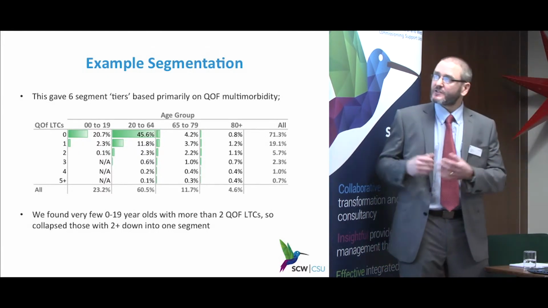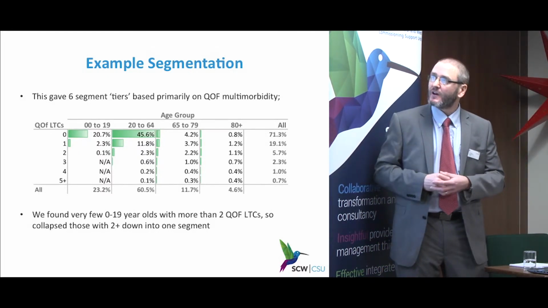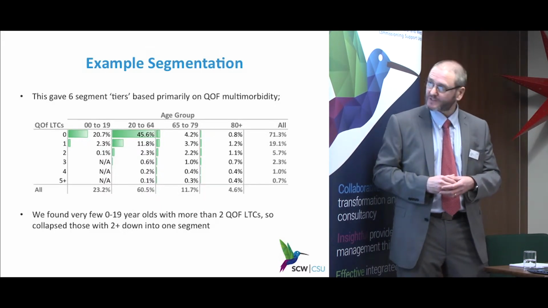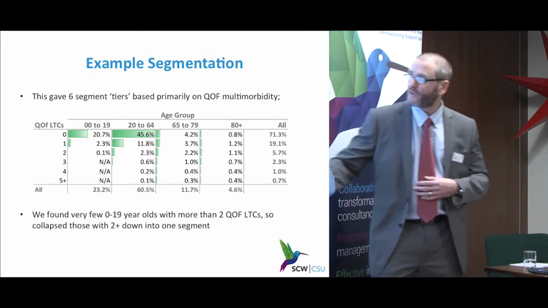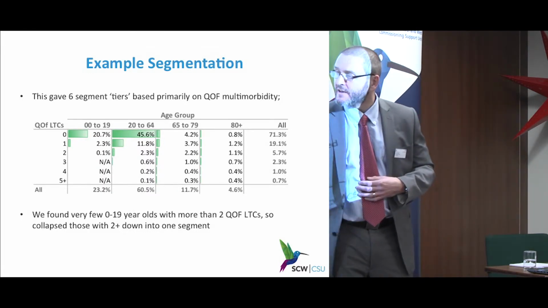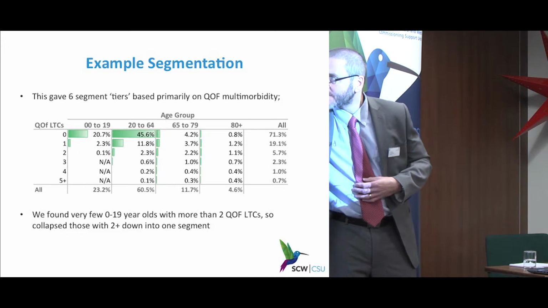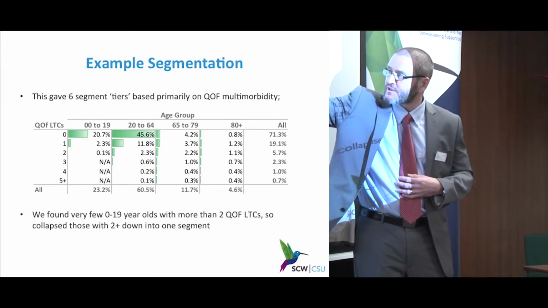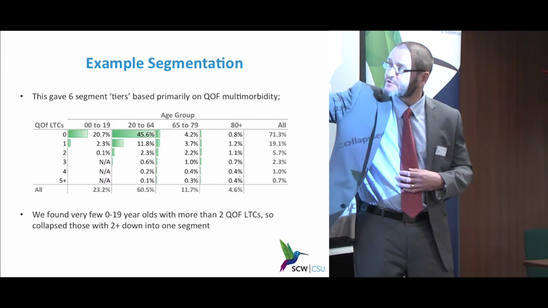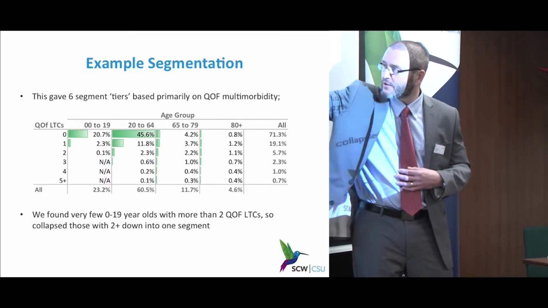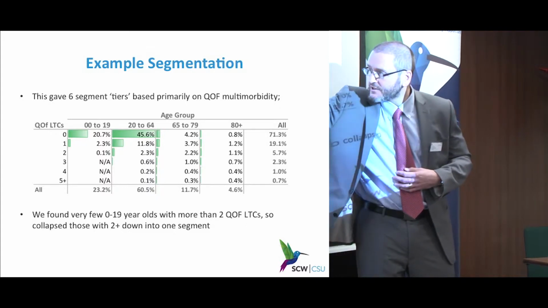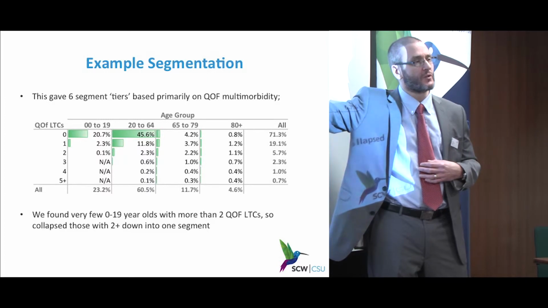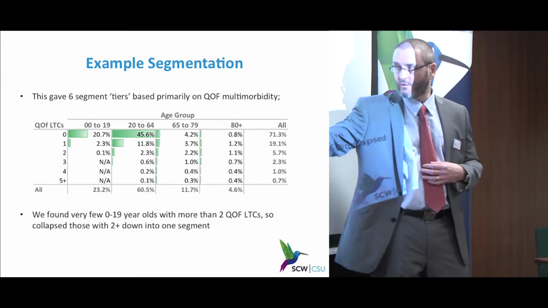And what this approach gives us, in this cross-tabulation, is these sort of 6 segment tiers, if you like, based on level of multimorbidity. In the first column here, the 0 to 19-year-olds, you can see they constitute about 23% of the population in total, and almost all of them, almost 21% of that 23%, have no QOF conditions. So there's very little multimorbidity there. I should just note that where we've got NA, there were so few young children and younger people with more than 2 QOF conditions that we've just collapsed all of that group together.